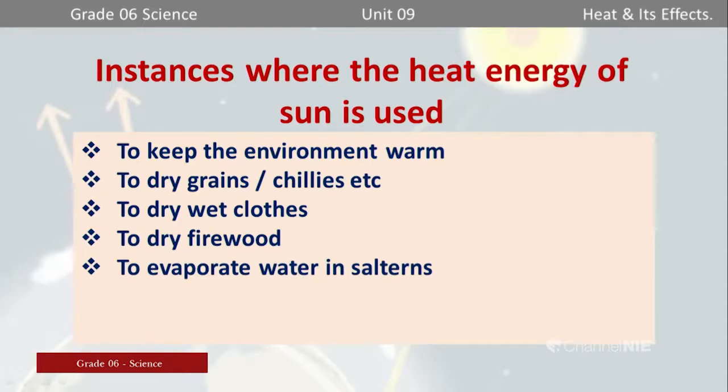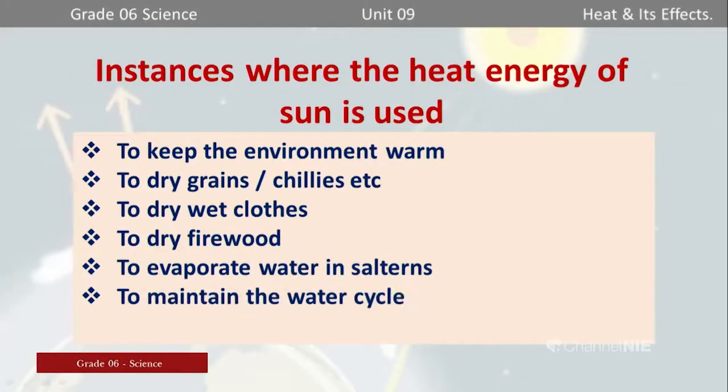What is the process taking place in a solvent? The sea water is obtained to shallow tanks in a solvent, and water is evaporated using the heat of the sun. That is the process taking place in a solvent. To maintain the water cycle, we call that hydrological cycle, and to cook food and to heat water. Now, these are the instances where we use the heat energy of the sun.